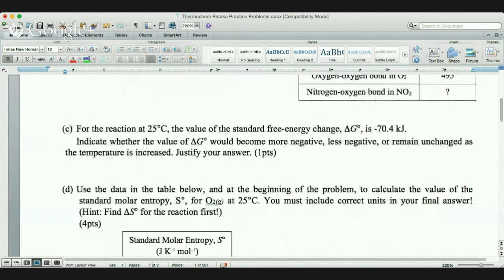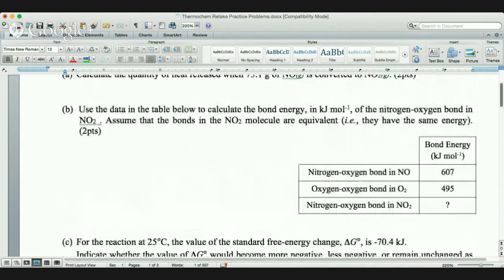The next one: for the reaction at 25 degrees Celsius, the value of the standard free energy, this is the delta G, is negative 70.4 kilojoules. Indicate whether the value of delta G would become more negative, less negative, or remain unchanged as the temperature is increased. So if we look at the problem, more negative, less negative, or remain unchanged, and you have to justify.